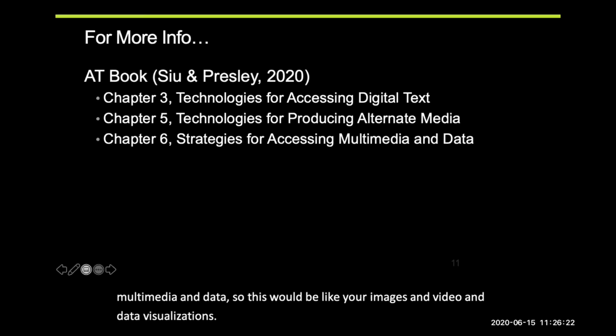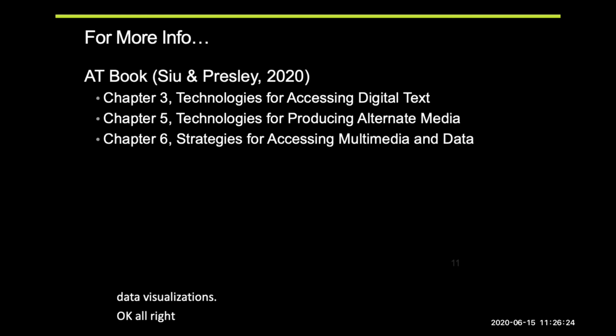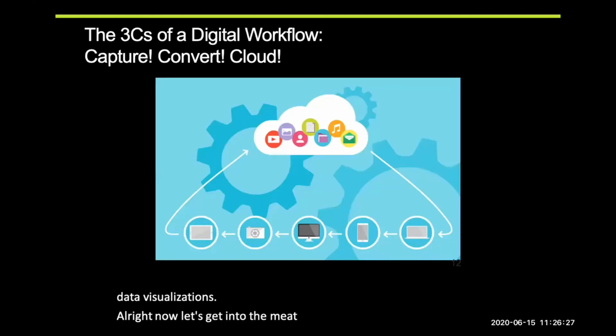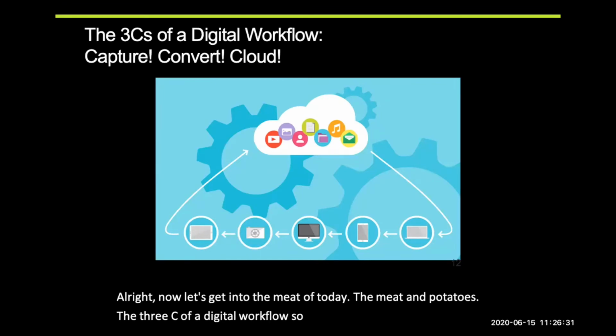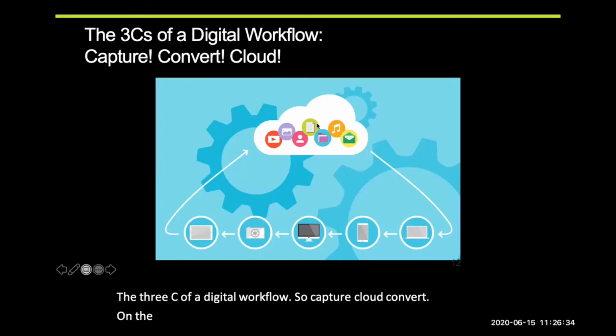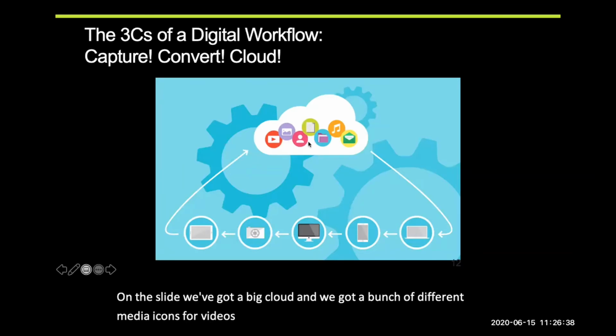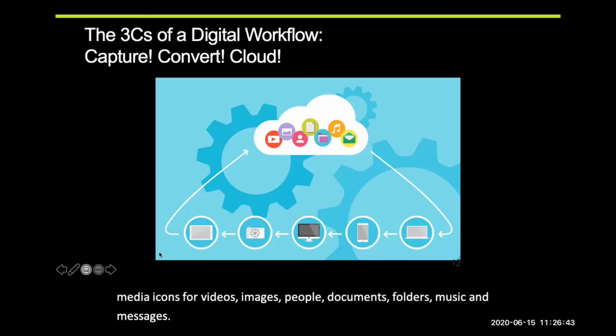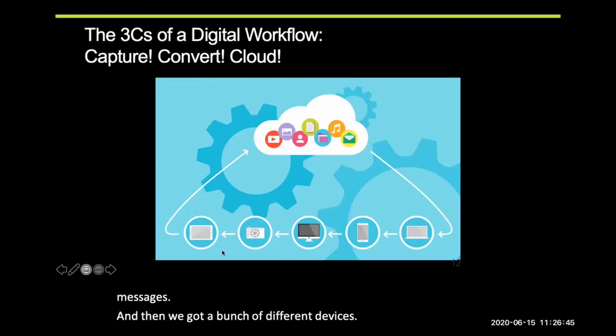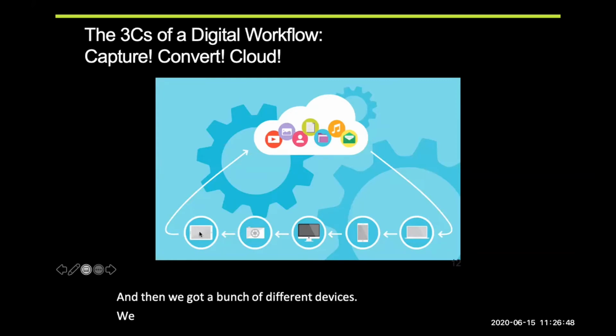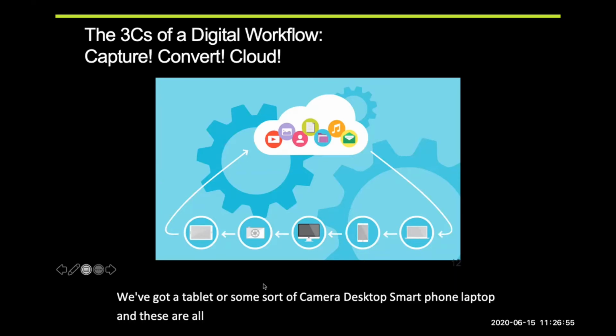Okay. All right, now let's get into the meat of today, the meat and potatoes. The 3 C's of a digital workflow. So capture, cloud, convert. On this slide, we've got a big cloud and a bunch of different media icons for videos, images, people, documents, folders, music, and messages. And then we've got a bunch of different devices: a tablet of some sort, a camera, a desktop, smartphone, laptop, and these all have arrows that point back up to the cloud.